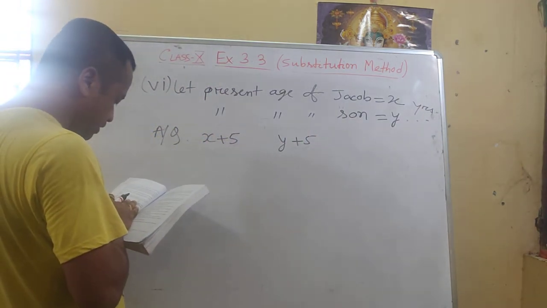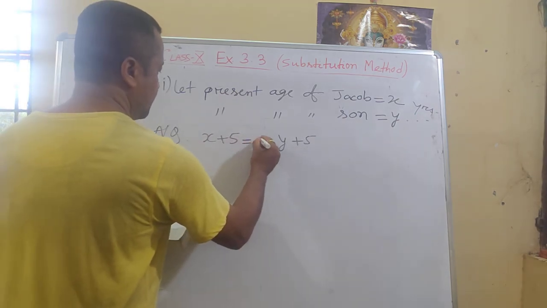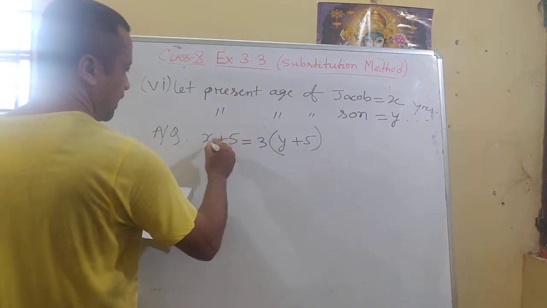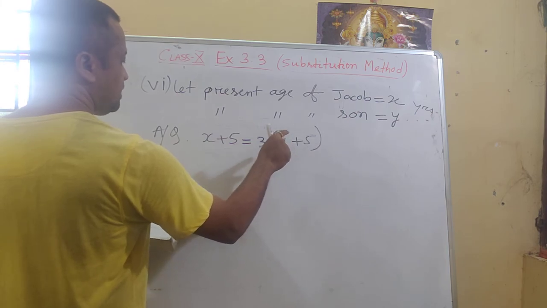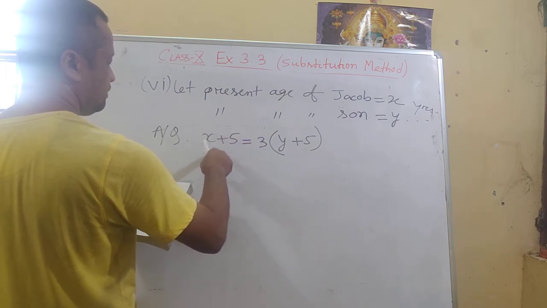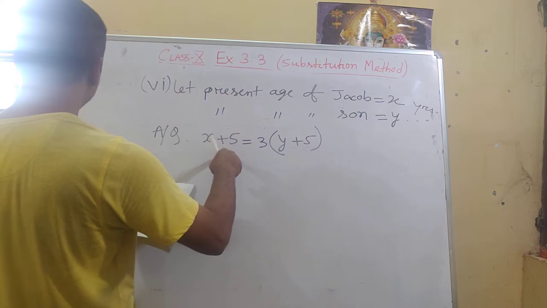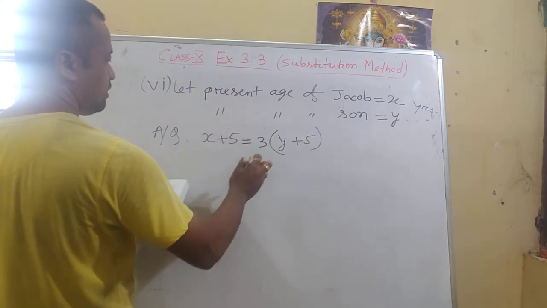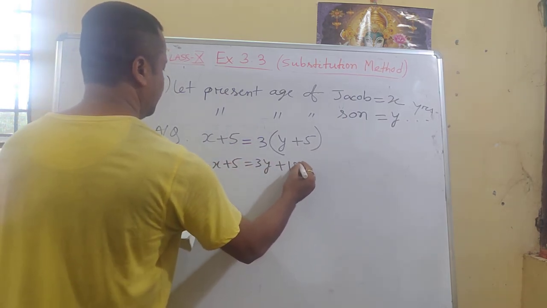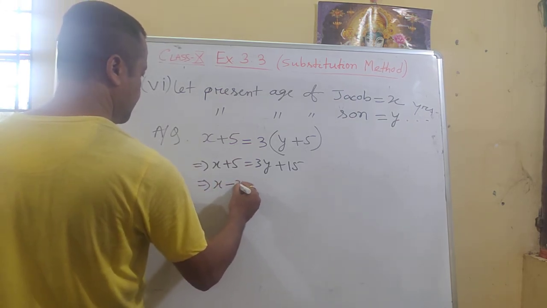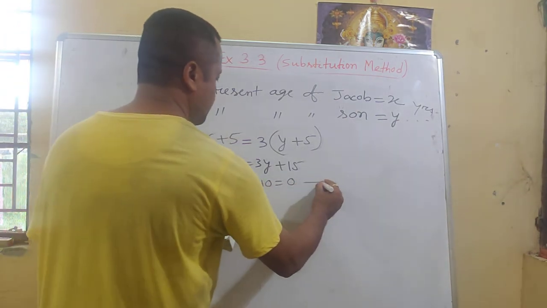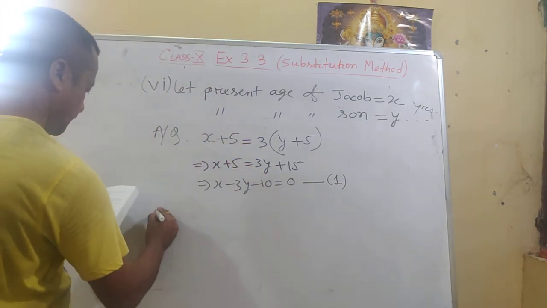5 years hence, the age of Jacob will be 3 times that of his son. That means x plus 5 is equal to 3 into (y plus 5). Y plus 5 is the age of the son after 5 years, and x plus 5 is the age of the father, Jacob. So x plus 5 is equal to 3y plus 15, which implies x minus 3y minus 10 is equal to 0. It is equation number 1.